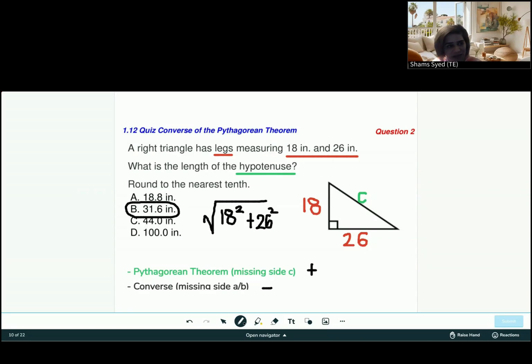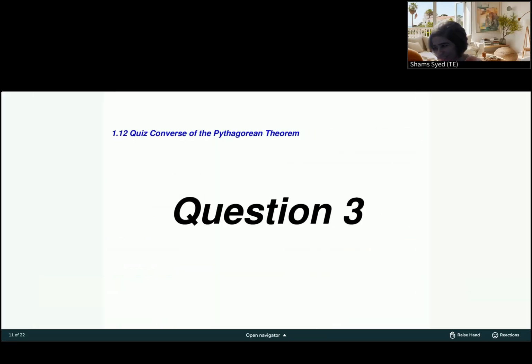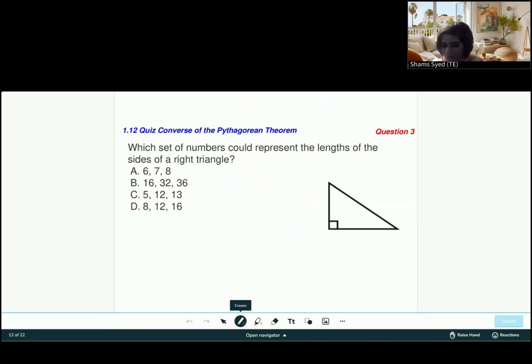Wonderful. Now is question 3. Question 3 and 4 are exactly alike. We have to show which one applies to the right triangle and which one doesn't. Which set of numbers could represent the lengths of the sides of a right triangle? Be sure to use the Pythagorean theorem to answer this question.